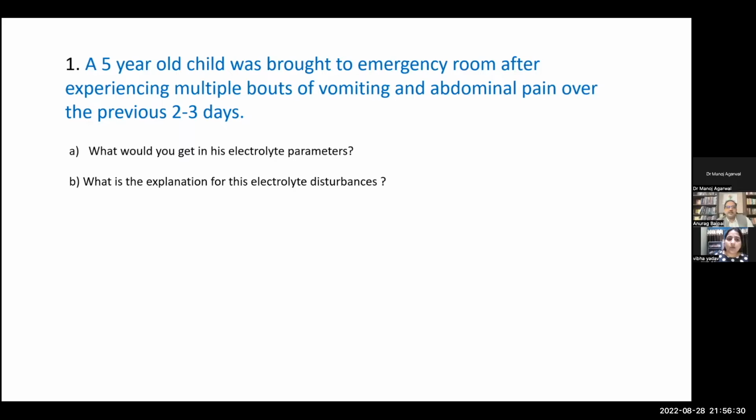So kindly put it on the chat box so that we know it's been interactive. So what are the electrolyte parameters you will expect? Vibha, what will you expect? Sir, there will be metabolic alkalosis with hypokalemia, as there is a loss of gastric acid in the form of vomiting, and there is a loss of volume also. It will activate, and the next question is the explanation of this electrolyte disturbance. So kindly write the answer, please.